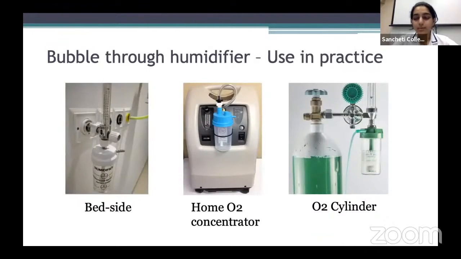So bubble through humidifier, how do we use it in practice? Whenever you see patients or are using it in your clinical practice, you will see that these humidifiers are used very commonly at the bedside. So they are attached to the hospital source of oxygen. Second is the home oxygen concentrator, which works on electricity. And the last one is an oxygen cylinder. So whenever a patient is being delivered oxygen from such a source, again, a humidifier has to be attached to it.